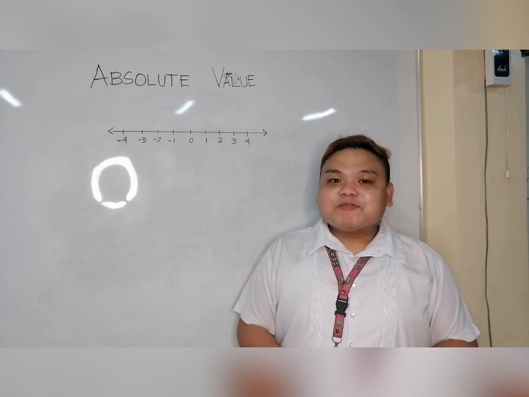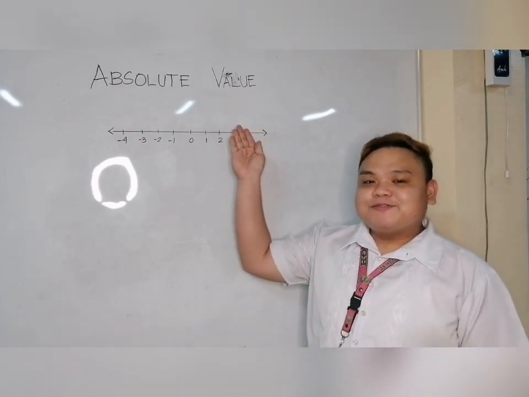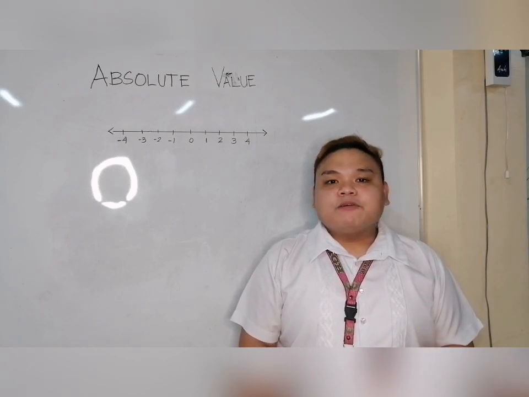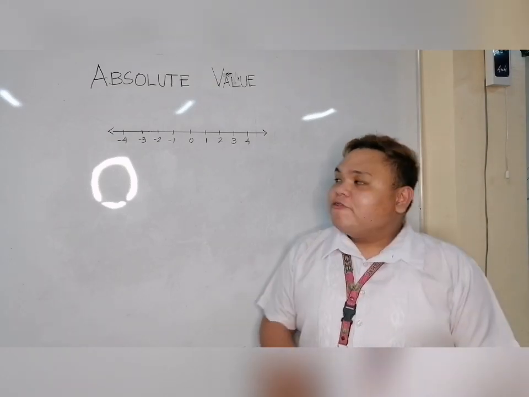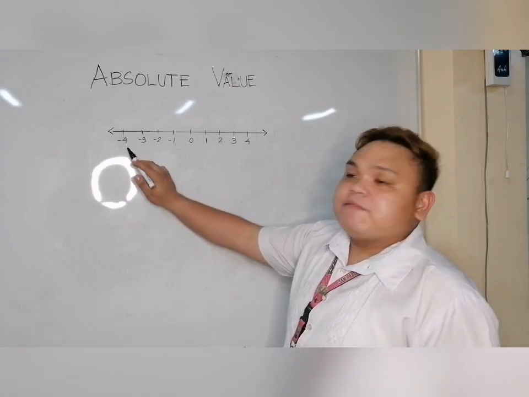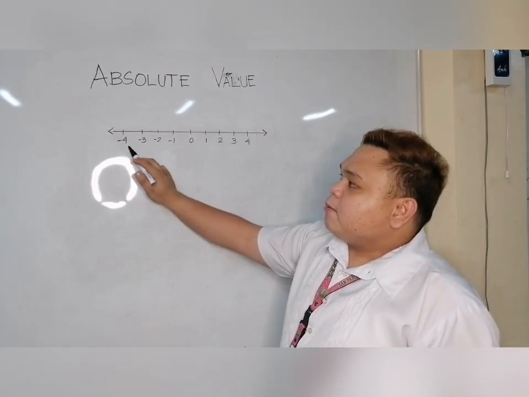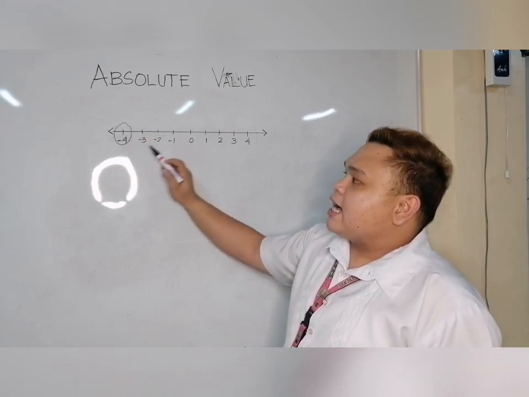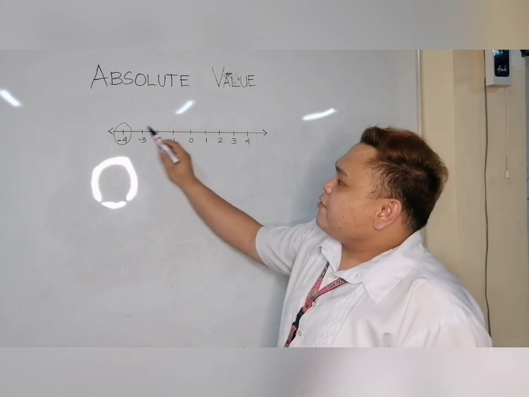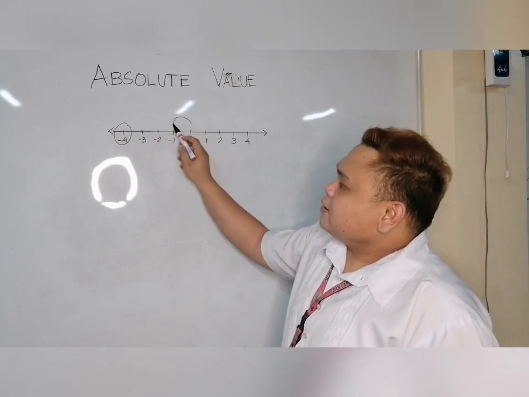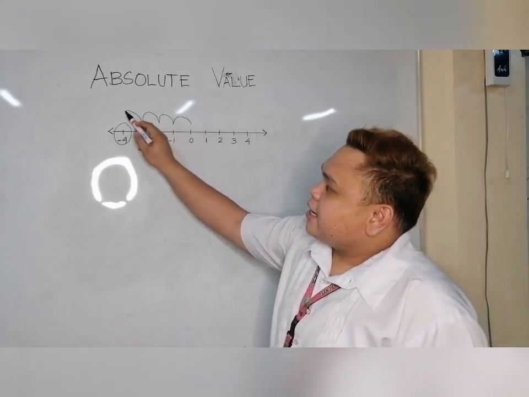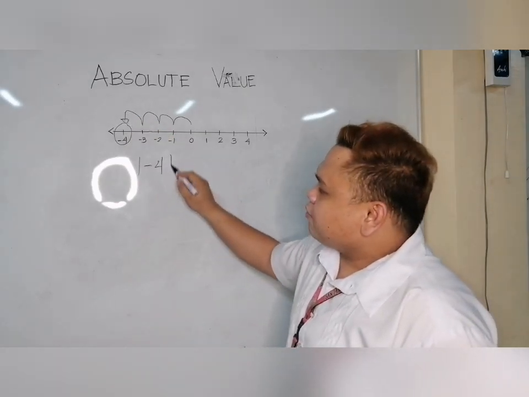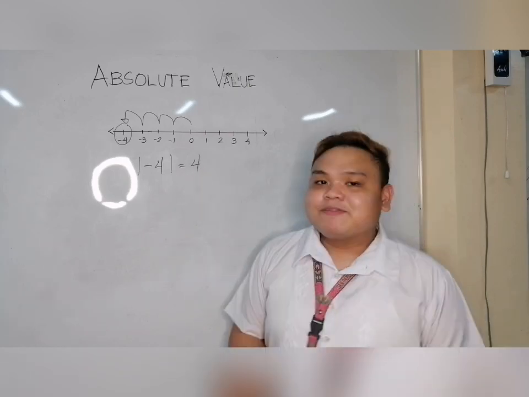Our topic for today is all about absolute value. When we're talking about absolute value, it is the distance of a number from 0 on the number line. For example, we have -4. If we are asked to get the absolute value of -4, all we need to do is to get its distance from 0. So we have here 1, 2, 3, and 4. Therefore, the absolute value of -4 will be positive 4.